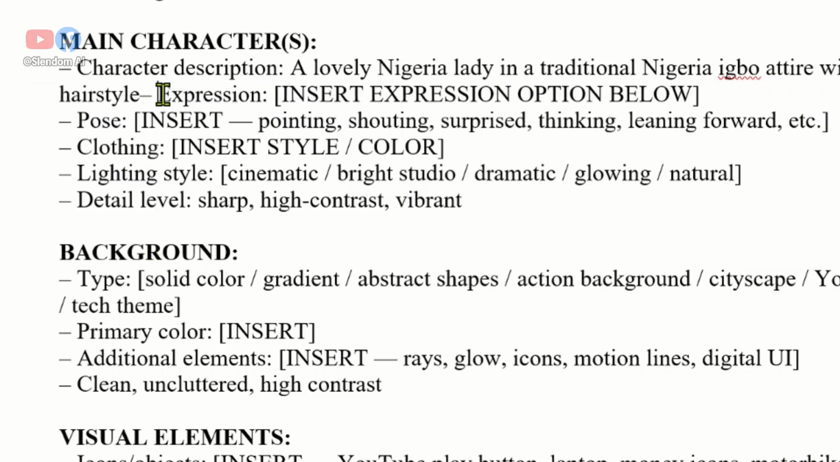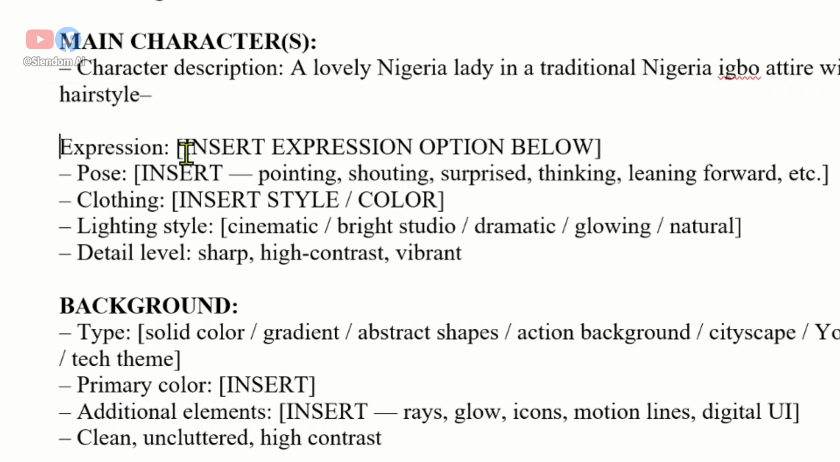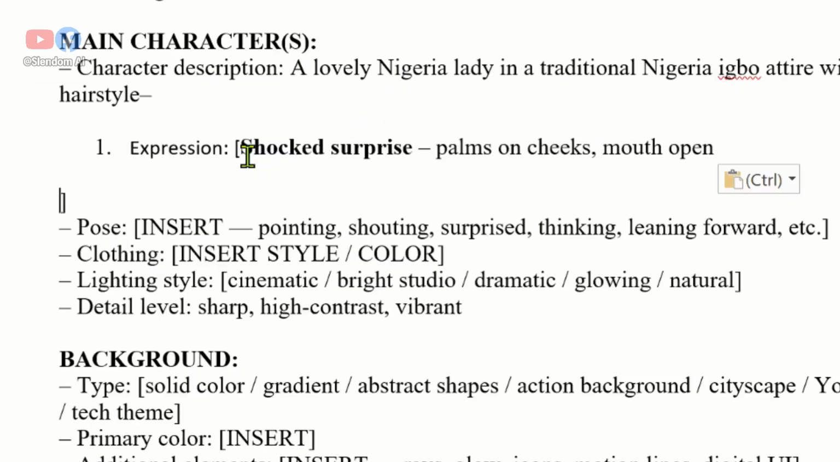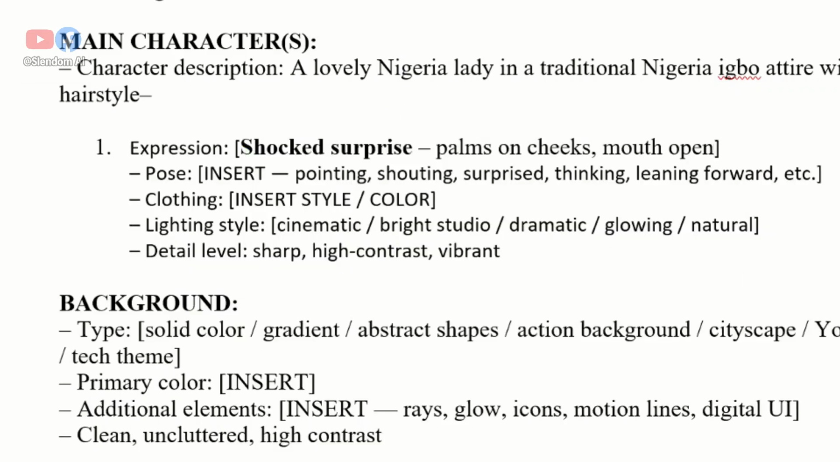Okay. Now there's something else here, expression. How do you want her to look? Do you want her to be smiling? Do you want her to be surprised? Just put it there, and I've also included some expressions that you can copy and paste. So I've just copied one of the expressions there. This one says shocked and surprise, palms on cheek, mouth open, pose. It describes the kind of pose that I want her to have. You can also choose leaning forward, thinking, surprise, shouting, pointing, anyone that you want. You just put it there.